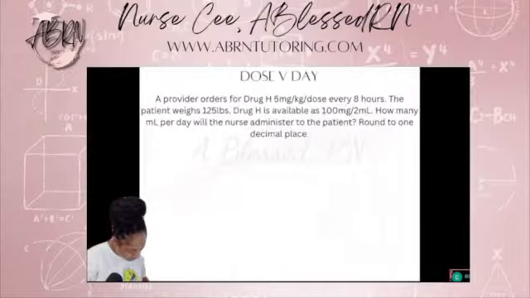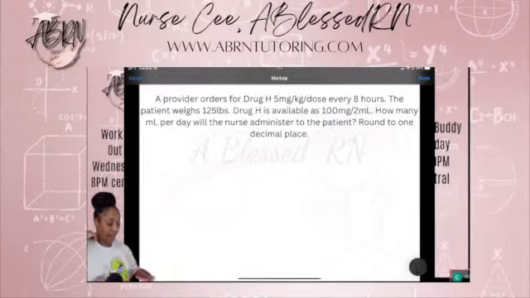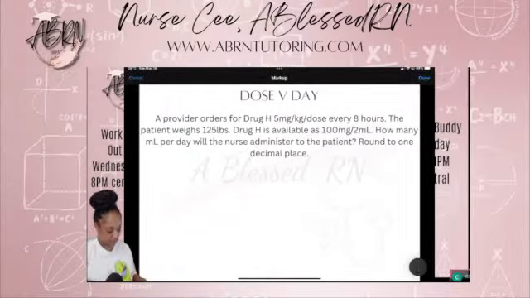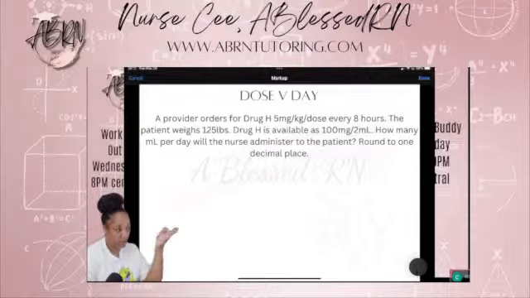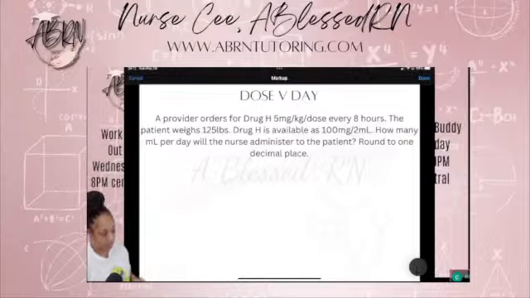I did that one. All right, so we got some weight-based, okay? A provider orders drug H 5 milligrams per kilogram per dose every 8 hours. Patient weighs 125 pounds. Drug H is available as 100 milligrams per 2 mLs. How many milliliters per day will the nurse administer to the patient? Round to 1 decimal place, okay?